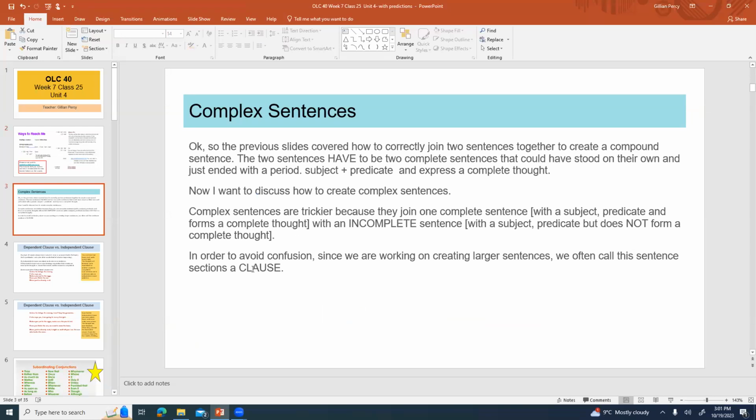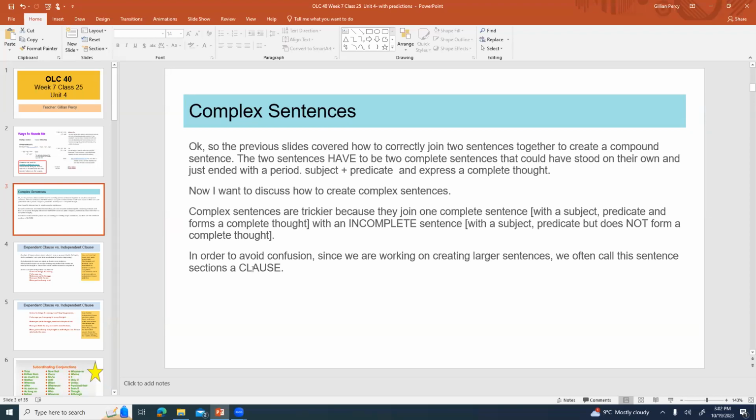Okay, so we were talking about complex sentences. I'm reviewing really quickly so it makes sense, otherwise I'm worried we'll get lost. The previous slides yesterday showed how to correctly join two sentences together to create a compound sentence. Remember that the two sentences have to be two complete sentences that could have stood on their own and just ended with a period. In other words, each has to have a subject, a verb, a predicate, and express a complete thought.